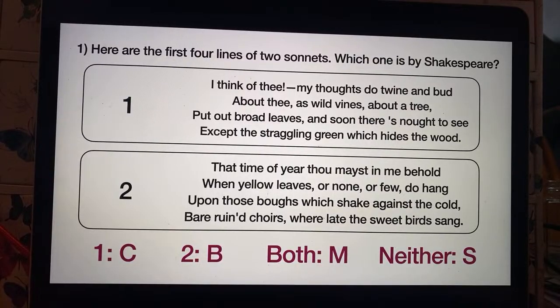Okay, so here are the first 4 lines of 2 sonnets. Which one is by Shakespeare? I'm not going to remind you of the rhyming structure of the sonnet yet, but I will do before I give you the answer. So don't worry if you don't know this yet. Here are the first 4 lines of 2 sonnets. Which one of these sonnets is by Shakespeare?